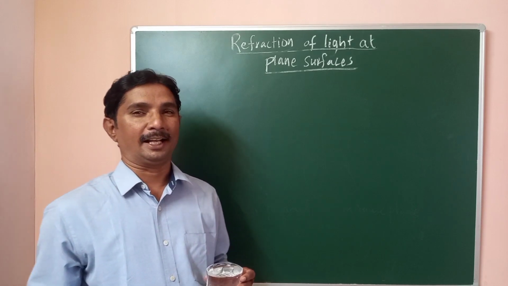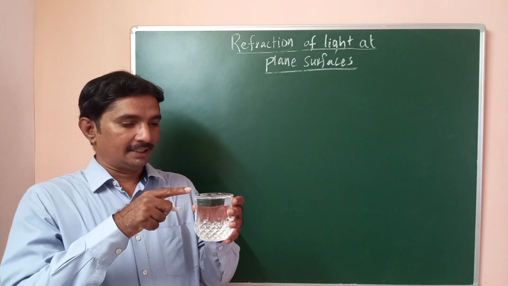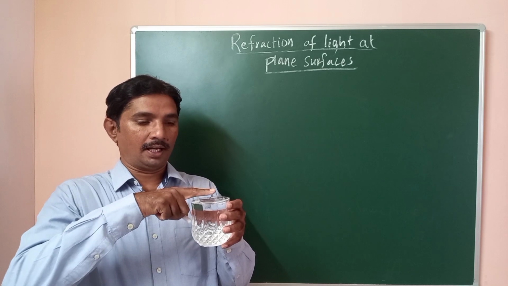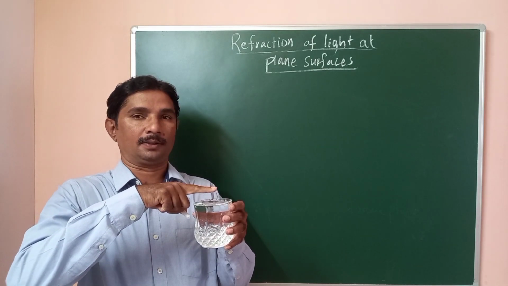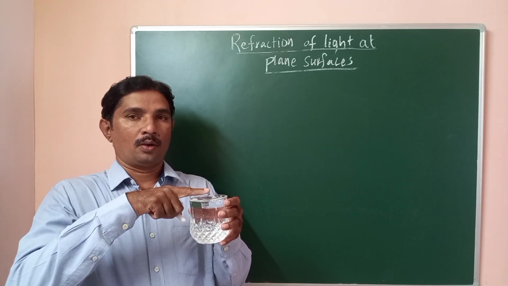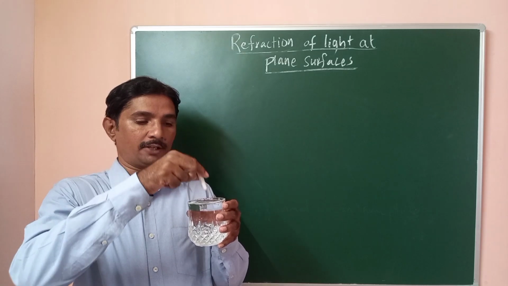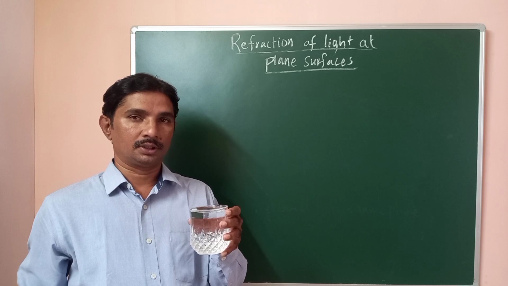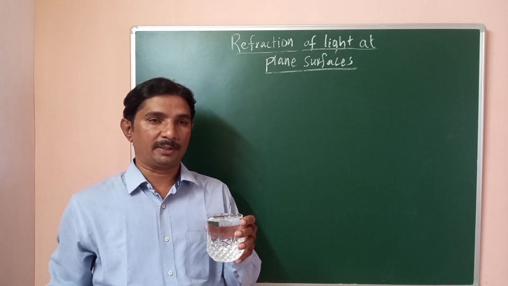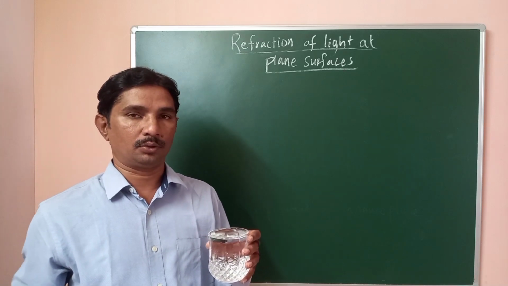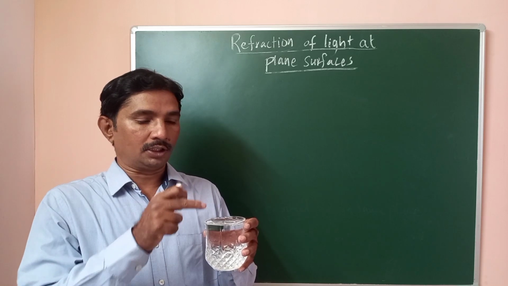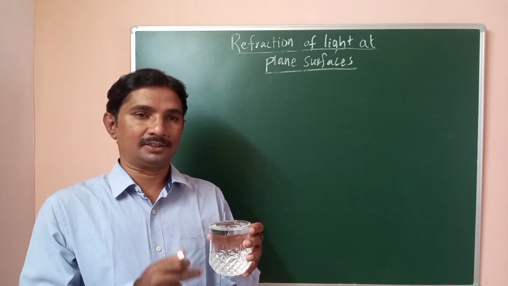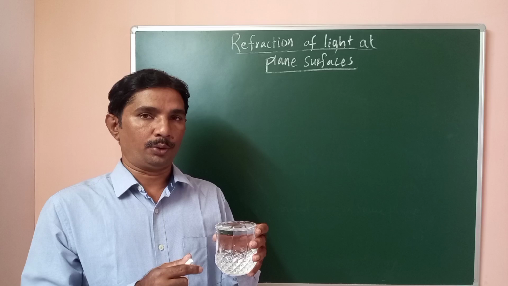Refraction of light at plane surfaces. This glass contains water and this is the surface of water. When light falls on the surface of water, what happens? How does it go? Since water is a transparent medium through which light can pass, we are going to study how light travels in water.